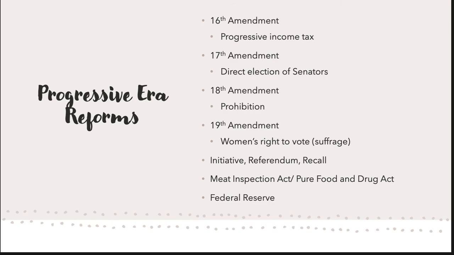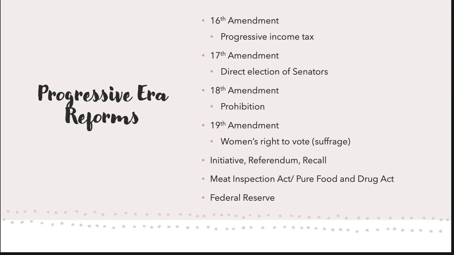The last category that we have is progressive era reforms. We want to know the 16th Amendment. This was the progressive income tax. The more you make, the more you pay. The 17th Amendment, the direct election of senators, making sure that the people are electing the senators that are going to go on to pass laws that they have to follow, getting the people more directly involved. The 18th Amendment, which was prohibition. Remember, the temperance movement pushes for prohibition. The 19th Amendment, women's right to vote or women's suffrage, being passed in 1920.